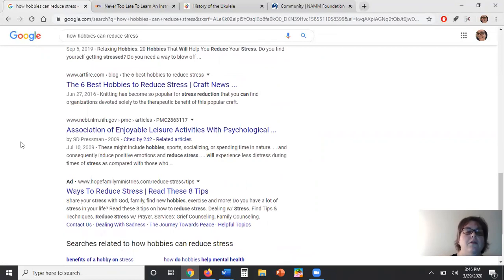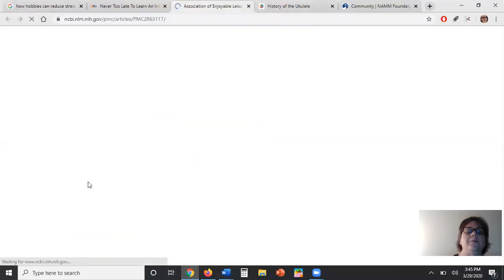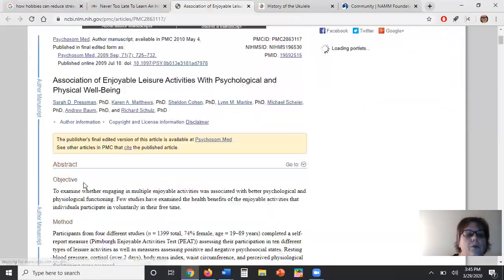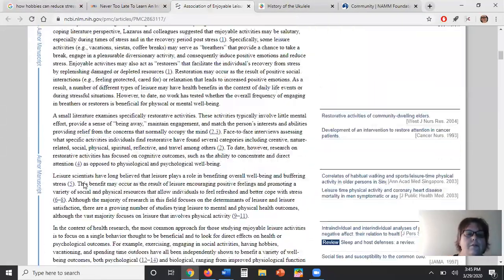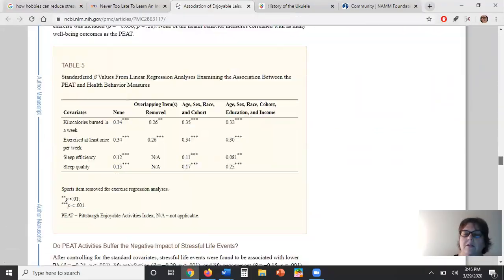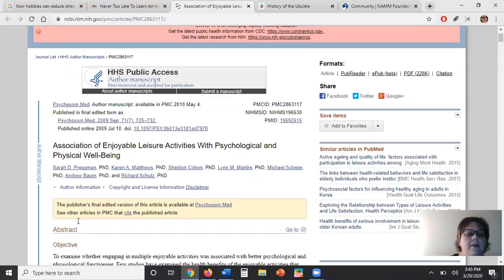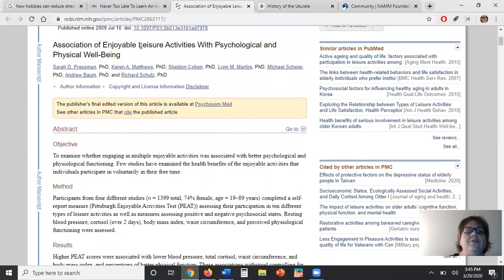This looks good though. This is .gov, right? Association of Enjoyable Leisure Activities with Psychological something. Let's take a look. So this is an article, and the full article is here, which is great. It is researched, which is great. And it says the Association of Enjoyable Leisure Activities with Psychological and Physical Well-Being.